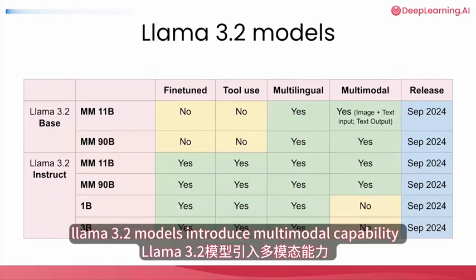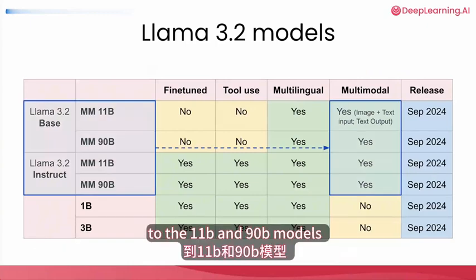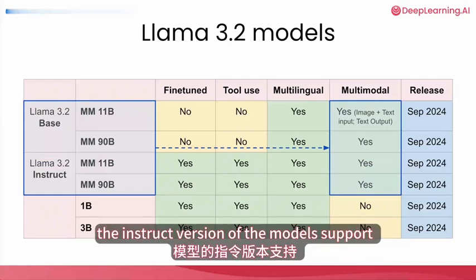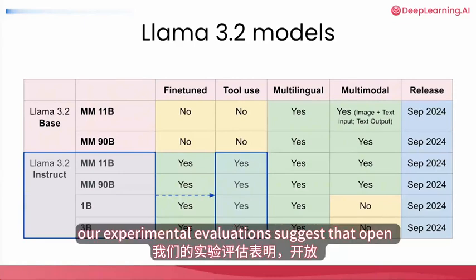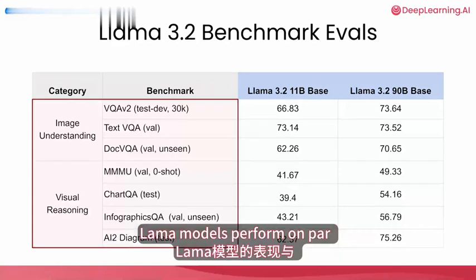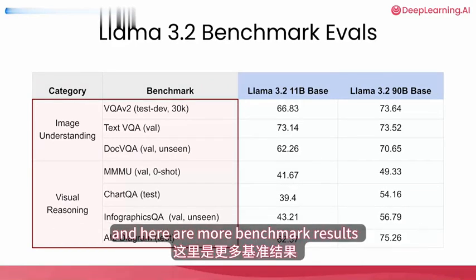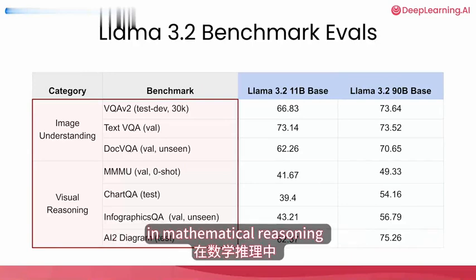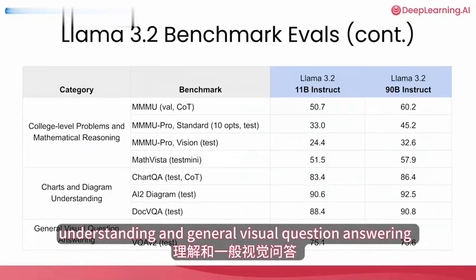Let's see the Llama 3.2 family in this table. Llama 3.2 models introduce multimodal capability to the 11B and 90B models. The instruct versions of the models support tool calling, even the lightweight models. Our experimental evaluations suggest that open Llama models perform on par with leading language models across a variety of tasks. And here are more benchmark results in mathematical reasoning, charts and diagram understanding, and general visual question answering.